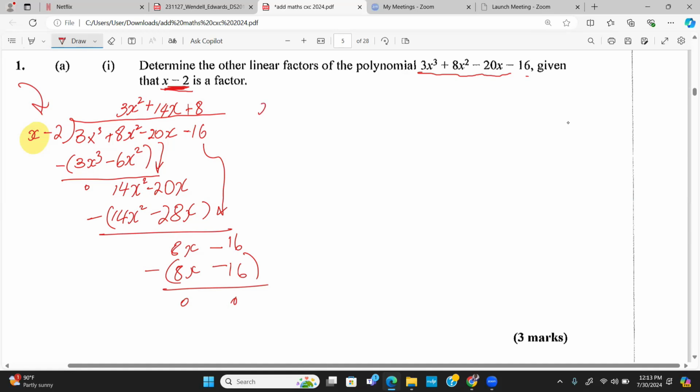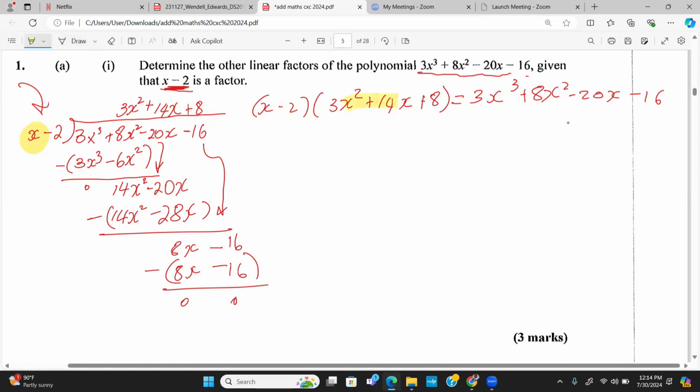What we have here is that x minus 2 times 3x squared plus 14x plus 8 is equal to what we started off with, which is 3x to the third plus 8x squared minus 20x minus 16. They did ask for linear factors, so what I'm going to do is take this here, and then I'm going to factorize again. So let's just zoom in on this. This is just a regular trinomial.